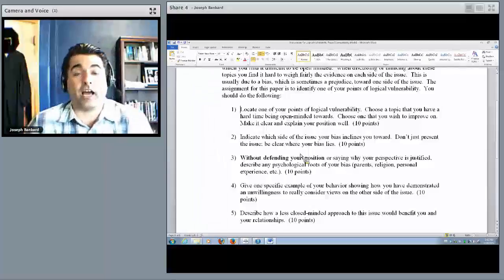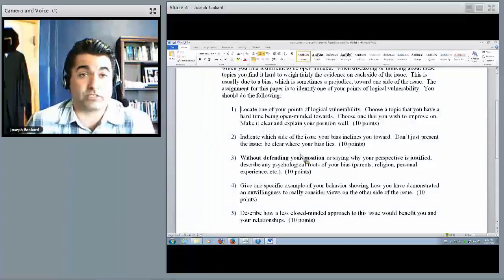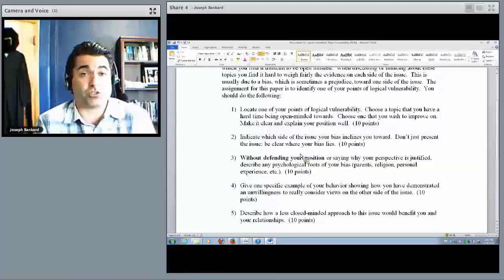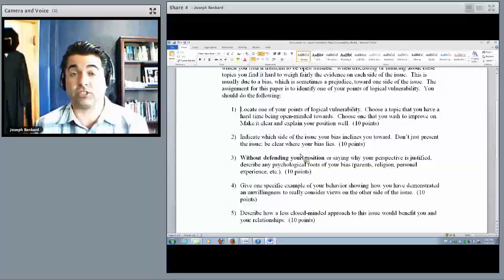So this cannot be, I have a hard time being open-minded that cats are better than dogs because clearly dogs are better, right? That might be true, right? Maybe you're really closed-minded when it comes to cats and dogs, but that's not a topic you can research. So I'm thinking about social issues, theological issues, moral issues, political issues, things that are important.